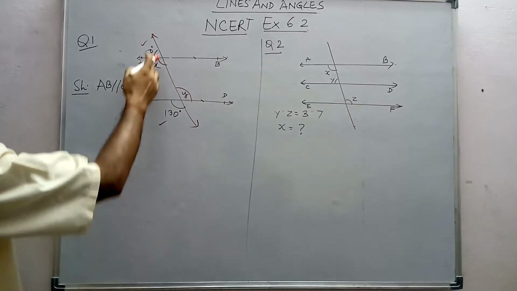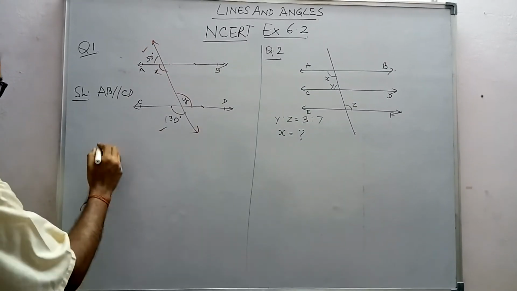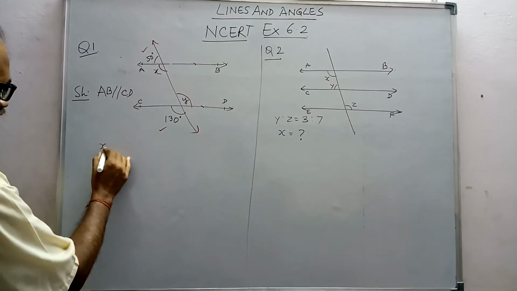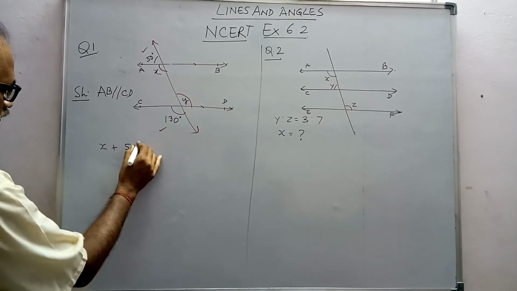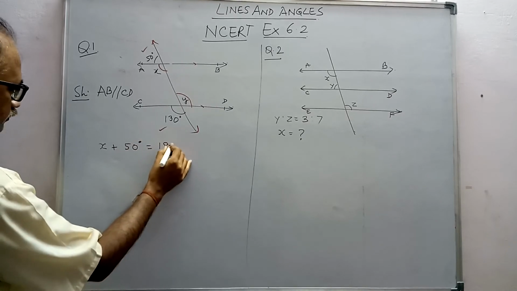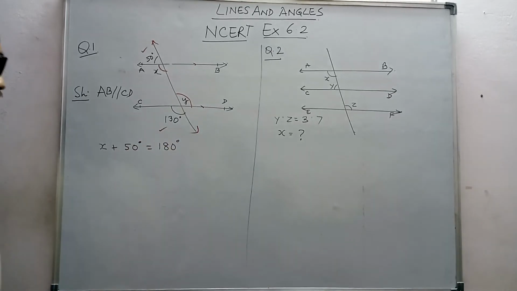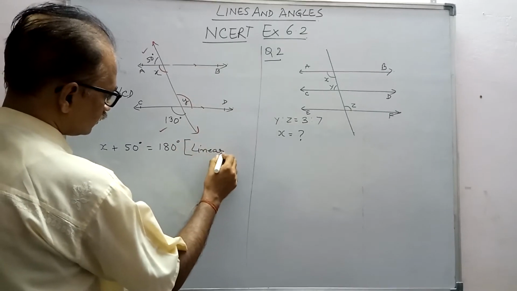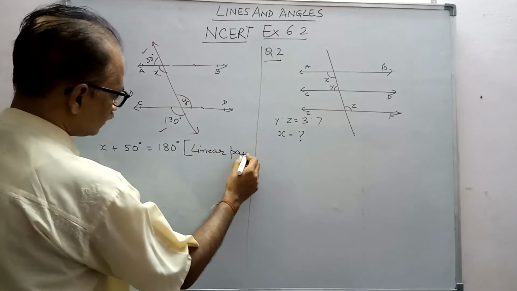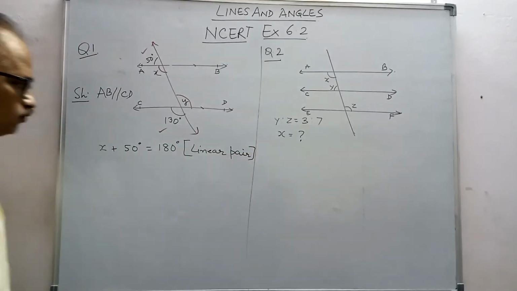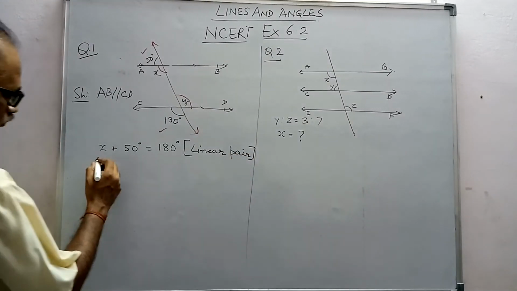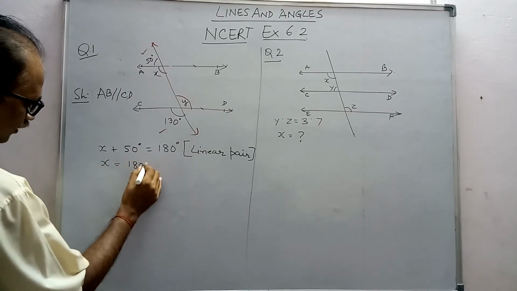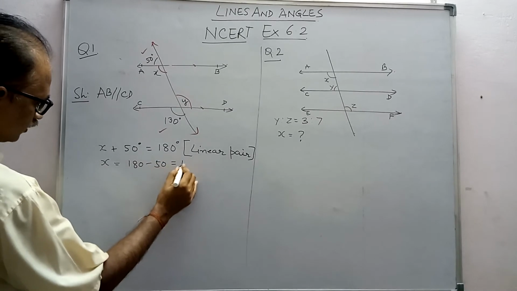So first thing, we have to find out X. You see here, angle X plus 50 degrees is equal to 180 degrees. Why? Linear pair property. Linear pair means the sum of the angles is 180 degrees. Because it's a straight line, X is equal to 180 minus 50, that is equal to 130.